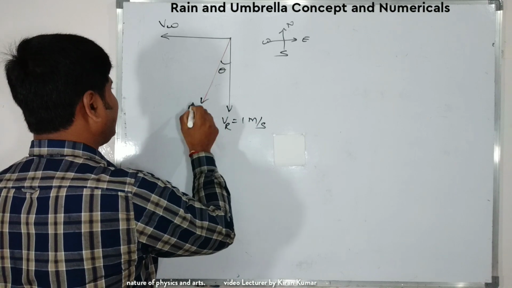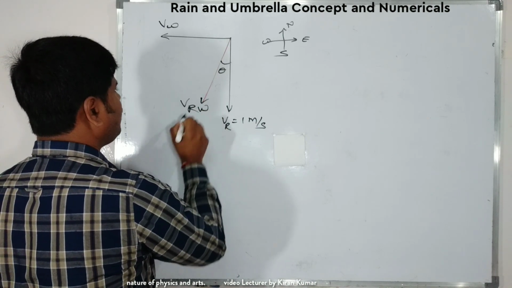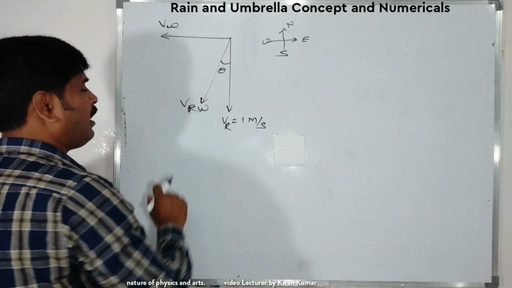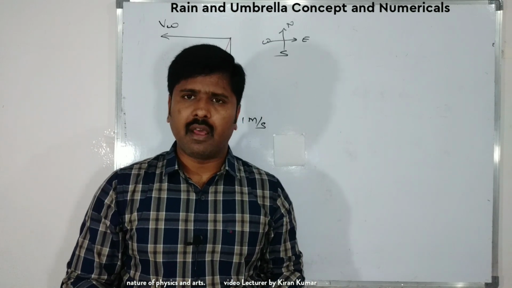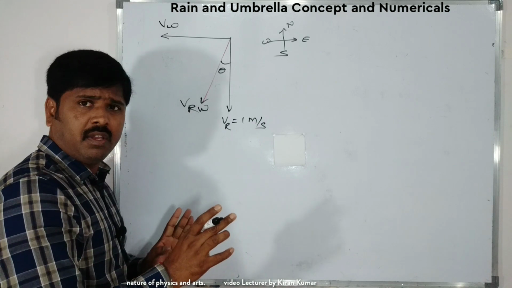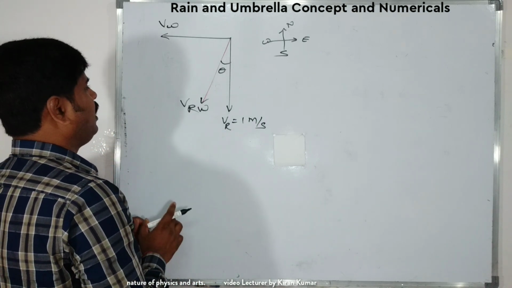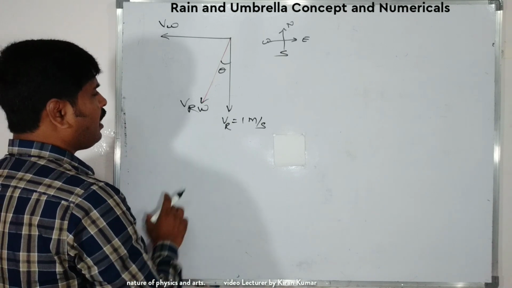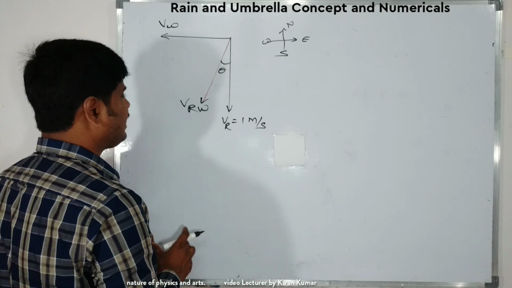So this is the velocity of the rain with respect to the boy holding the umbrella, standing at the bus stop during the rain. Try to understand step by step; we can discuss clearly here. First we have to find the resultant of VW and VR. So what is the resultant value?